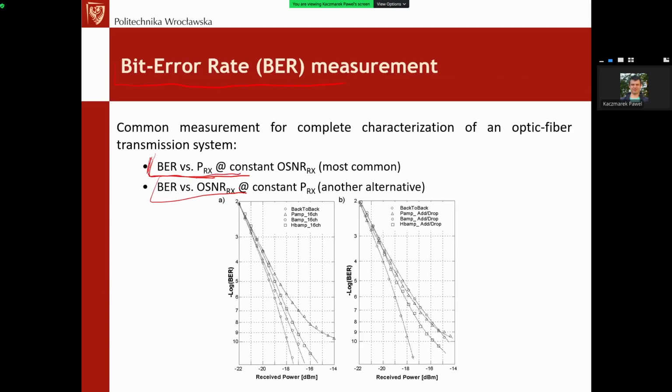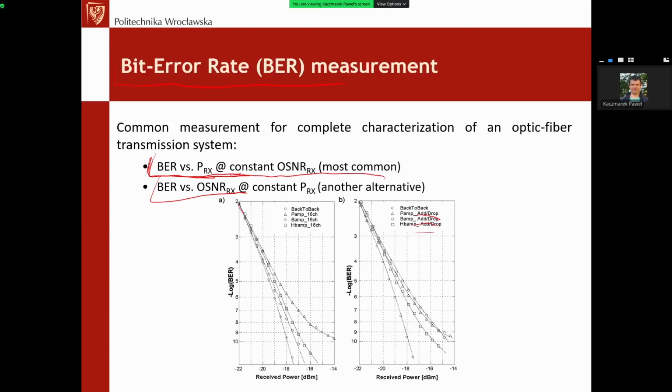Received power is the most common method, and here you have two graphs for the same network I showed you with these eye diagrams. Using 16 channels, we are measuring the bit error rate for one single channel, but with different configurations of the amplifiers in such a network, and additionally adding and dropping the channels dynamically for these different amplifier configurations. So how did you perform such a measurement?